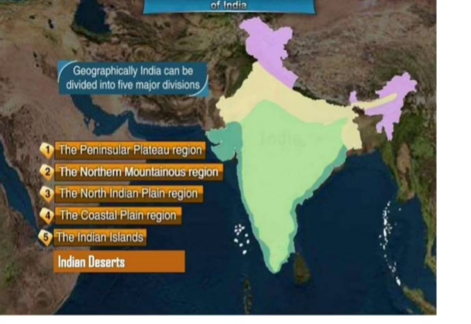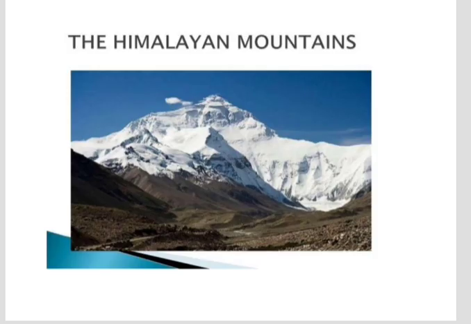So that's why India is geographically divided into 5 major divisions: the peninsular plateau region, the North Mountainous region or Himalayan region, the North Indian plain region, the coastal plain region, the Indian islands and the Indian deserts. So to take the first physical feature, the Himalayan Mountains. These are structurally the world's folded mountains.